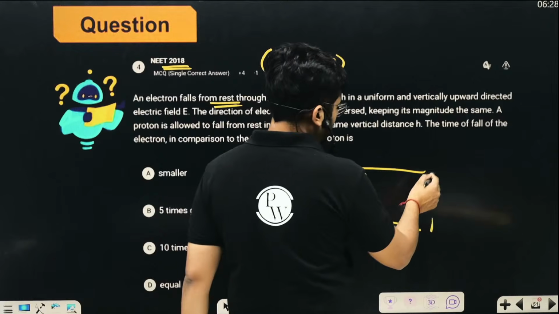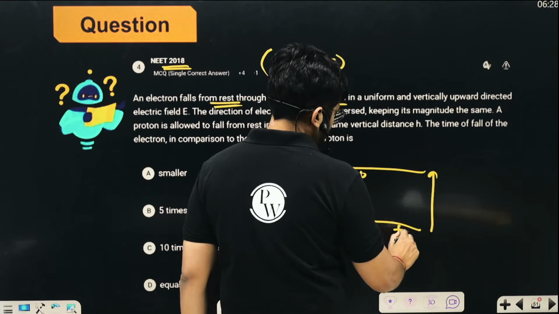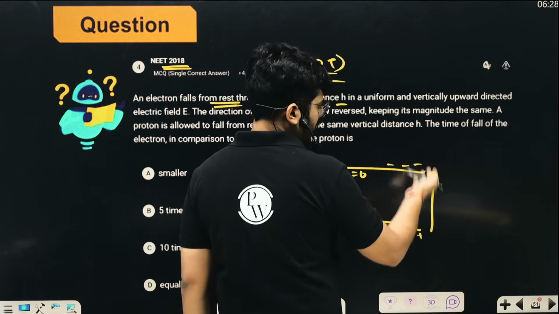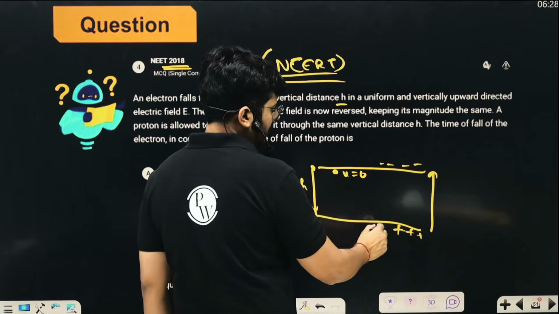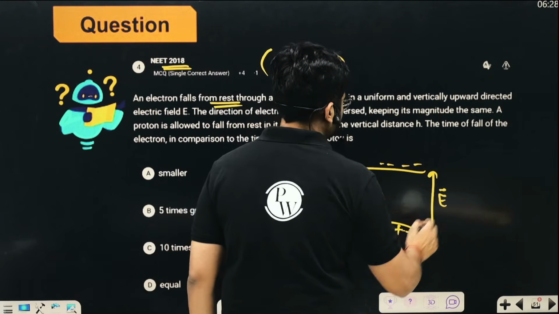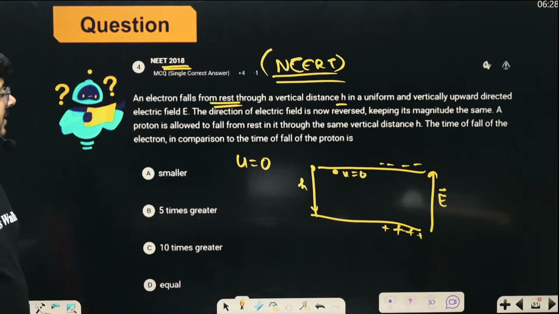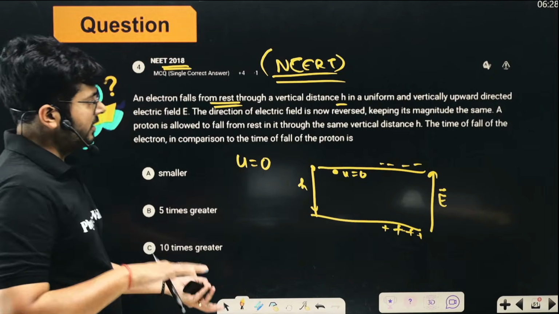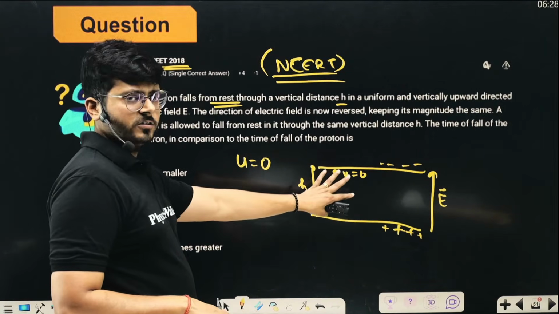So the vertically upward electric field means this one is positive and this one is negative, because the field is from higher potential to lower potential. This is how the electric field is, right? The direction of the electric field is now reversed. Initially this was the direction.